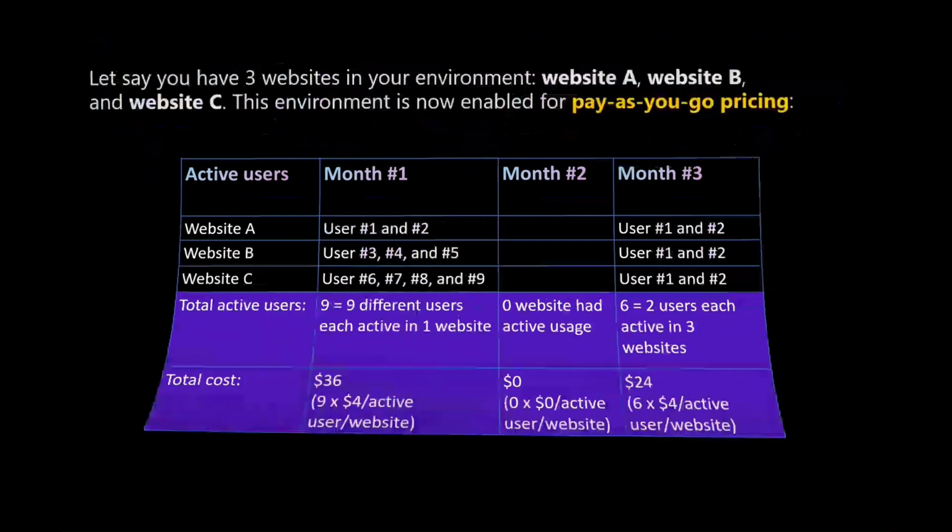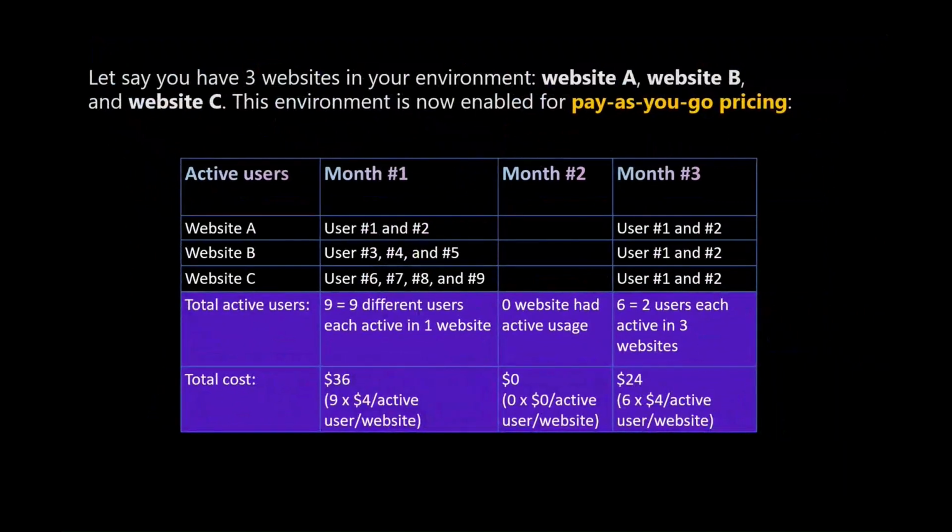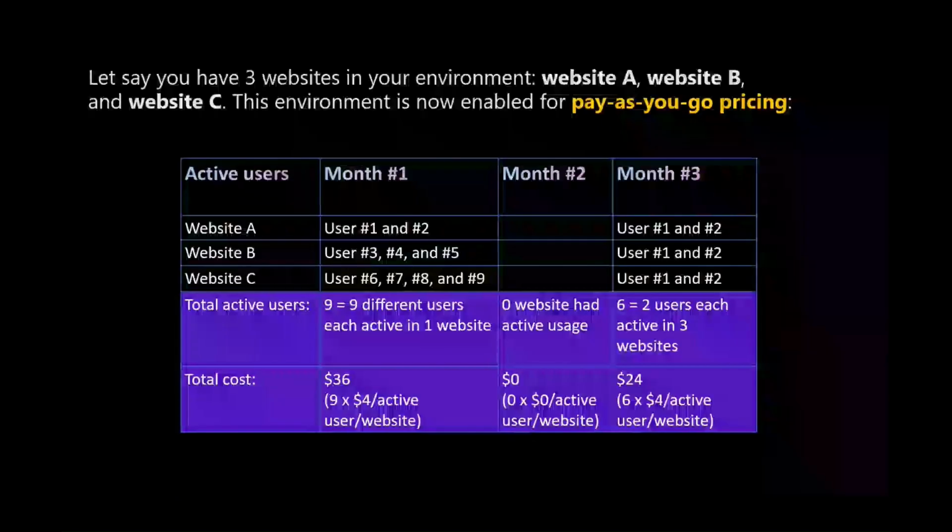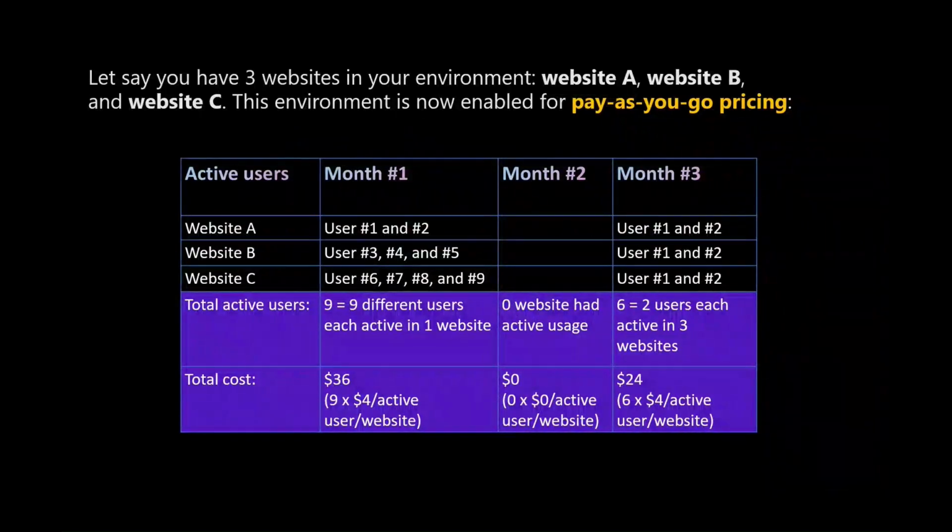Now, if I have to calculate the pay as you go pricing, let's imagine you have 3 websites in your environment, website A, B, and C. And this environment is now enabled for pay as you go pricing. OK, so you want to pay for the portal pages for each website based on pay as you go. So here you can see in website A, in month 1, user 1 and user 2 had accessed that website. In month 2, no one has accessed this website. And in month 3, users 1 and 2 accessed the website.